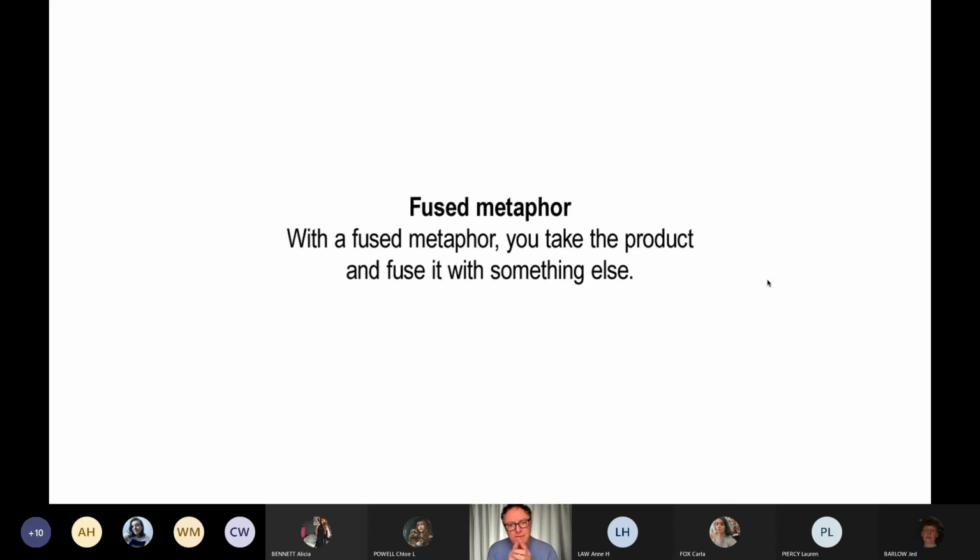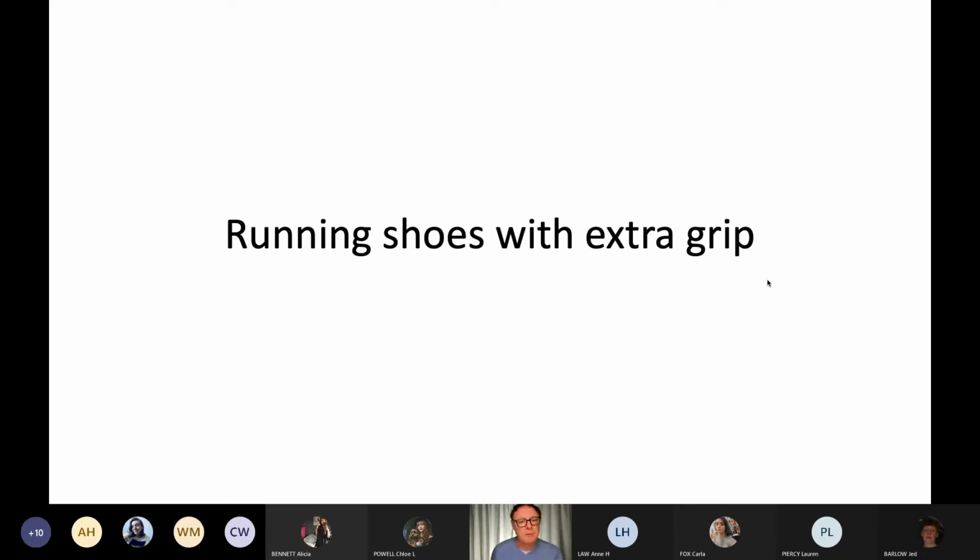With a fused metaphor, you take the product and you fuse it with something else. Okay? I'll show you by example. Say, take a running shoe. The running shoe is the product, so we've got to come up with a campaign to sell it. And the extra grip is what is unique about the running shoe.